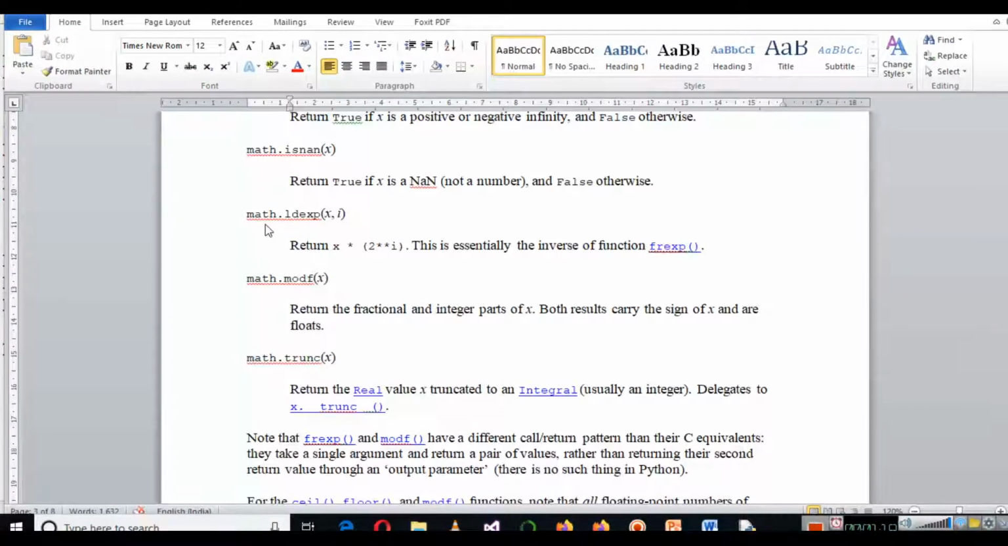So next in the math library we have the ldexp function. This ldexp function is basically the inverse function of frexp, which was used to calculate the mantissa and exponent of any given value. So in this case, if we know the mantissa and exponent of any value, then we can calculate that number basically.